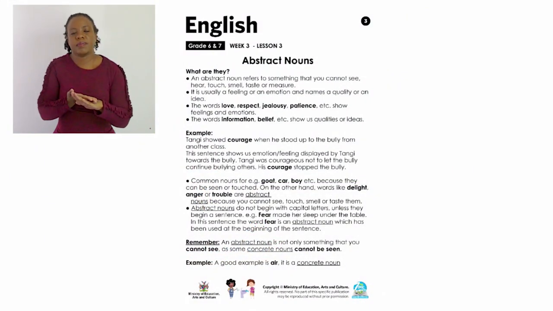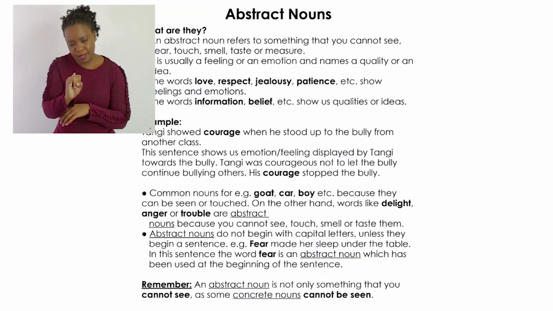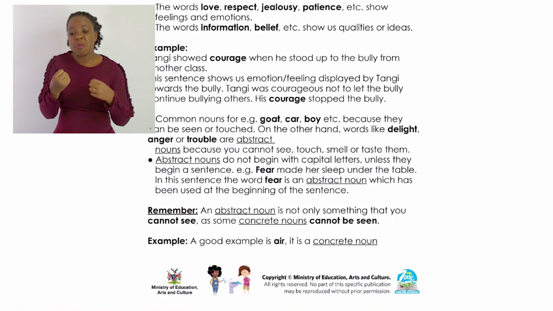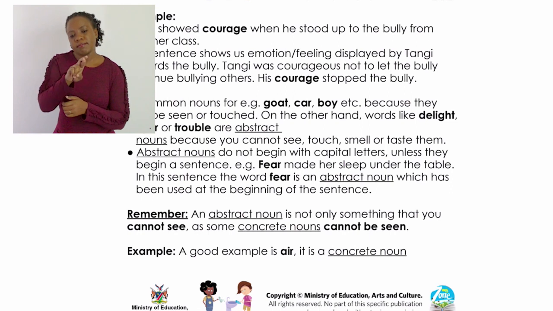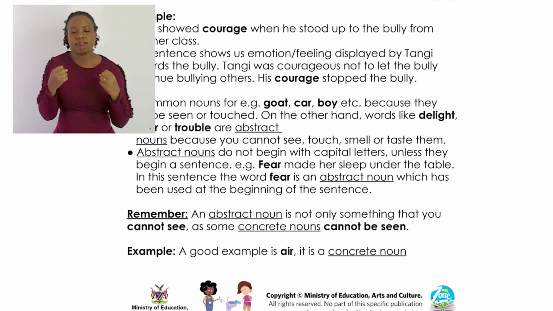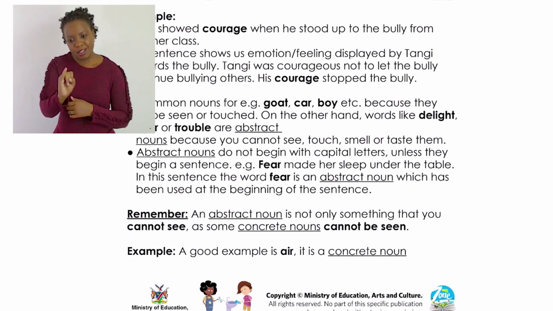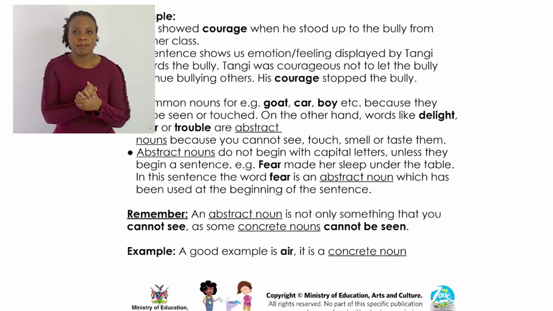Examples. Tangi showed courage when he stood up to the bully from another class. Right, our abstract noun there is courage, which is a feeling. He showed courage. All right. This sentence shows us emotion or feeling displayed by Tangi towards the bully. Tangi was courageous not to let the bully continue bullying others. His courage stopped the bully. So that's the clear explanation or example of an abstract noun, which is courage in this case.